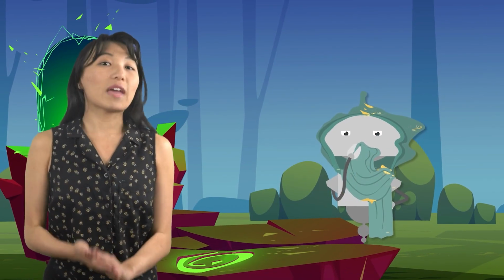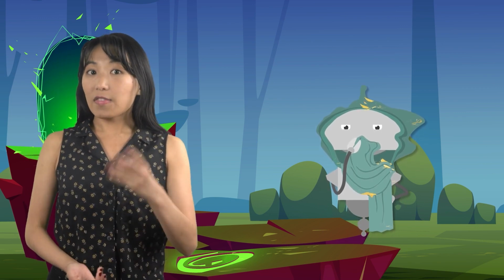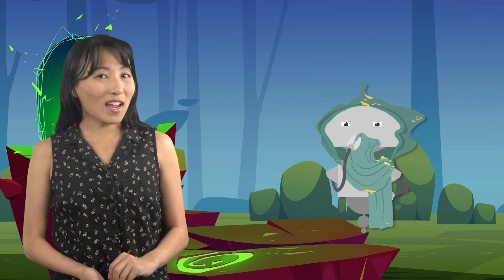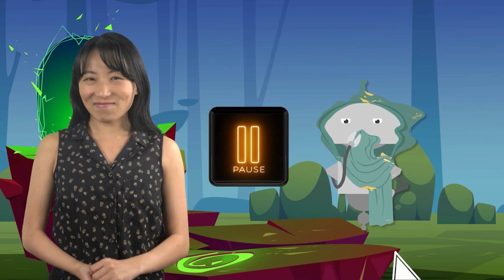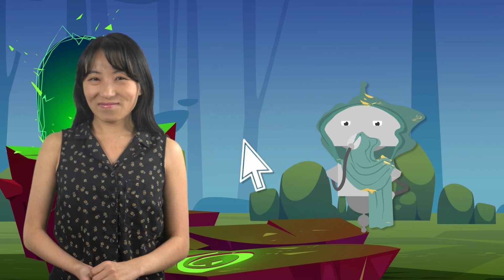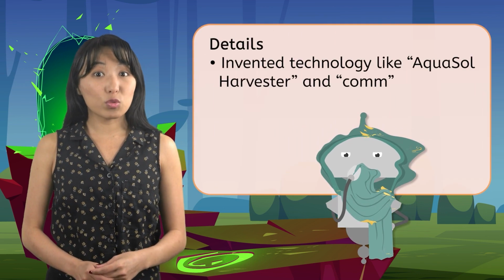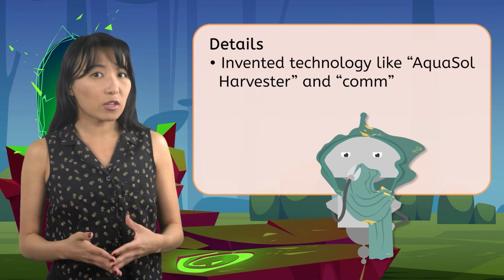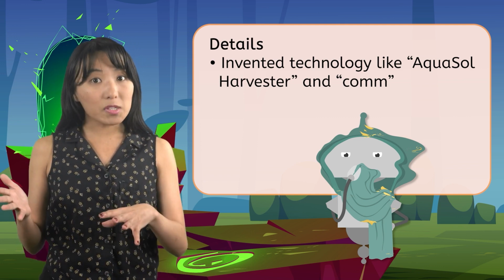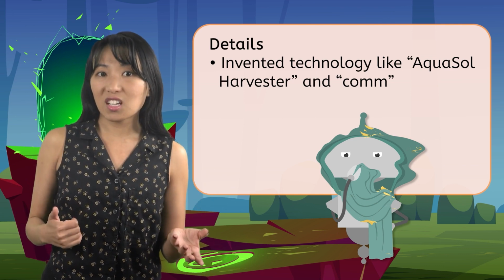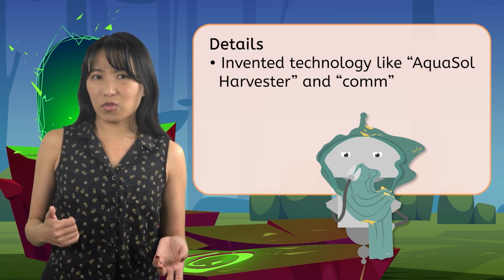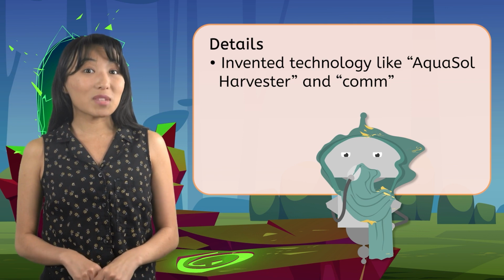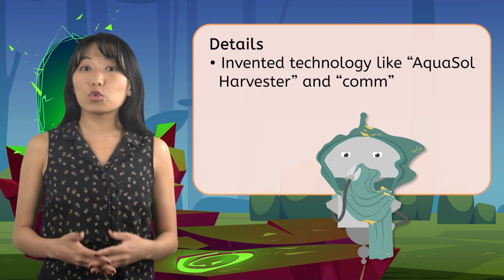Exciting! Okay, pause and underline or highlight any details about the setting. Then use those to infer when and where this tale is set. I noticed some unusual technology. It sounds like this aquasol harvester recycles water, and comm must be a communication device, but I've never heard of those things before. When stories have made-up technology, we can often infer they're futuristic.